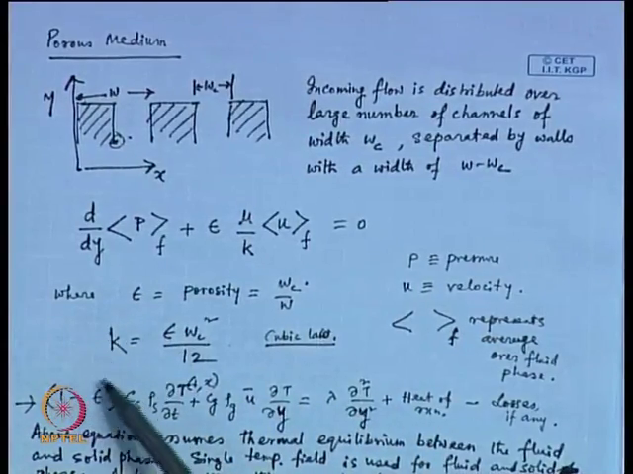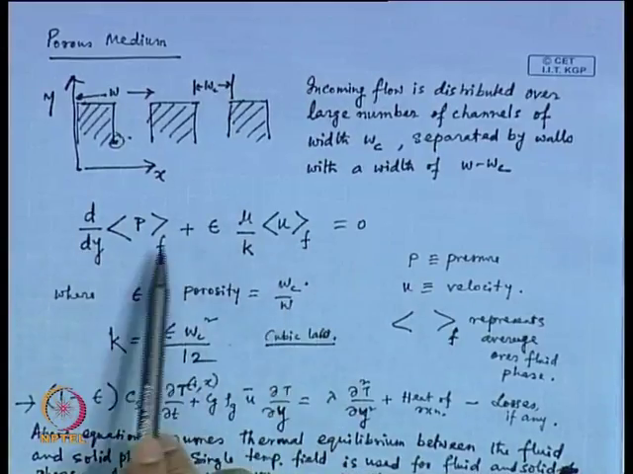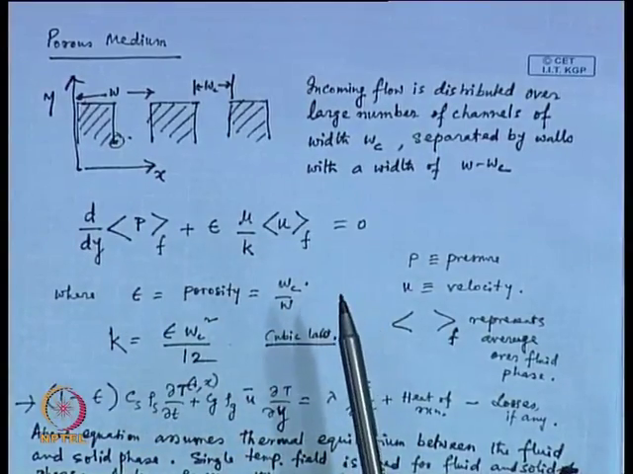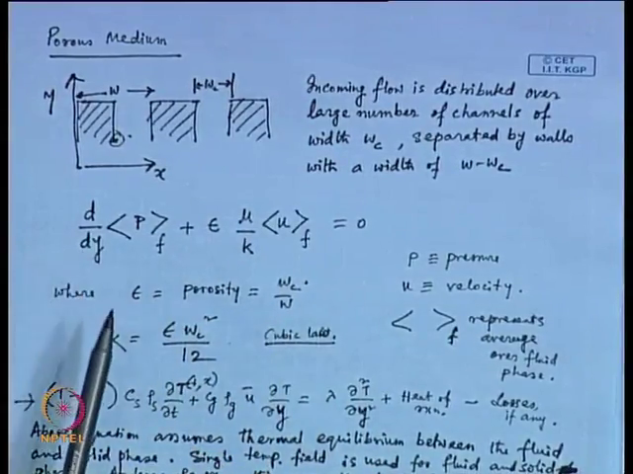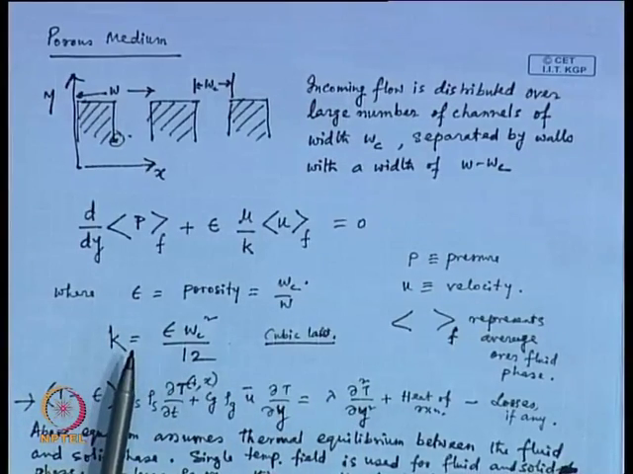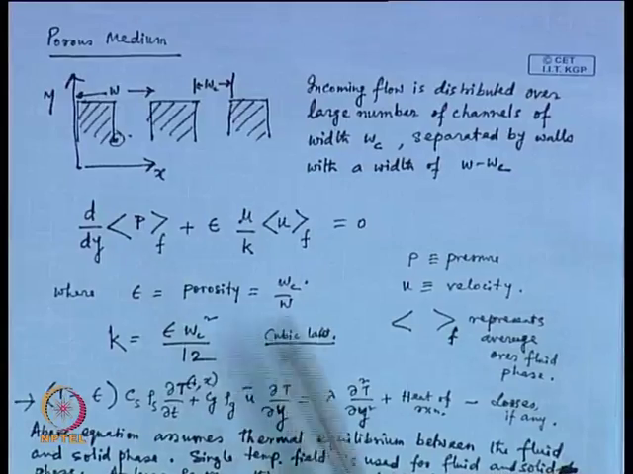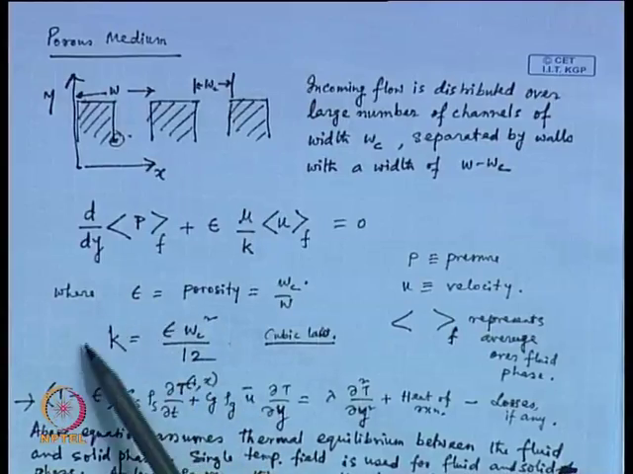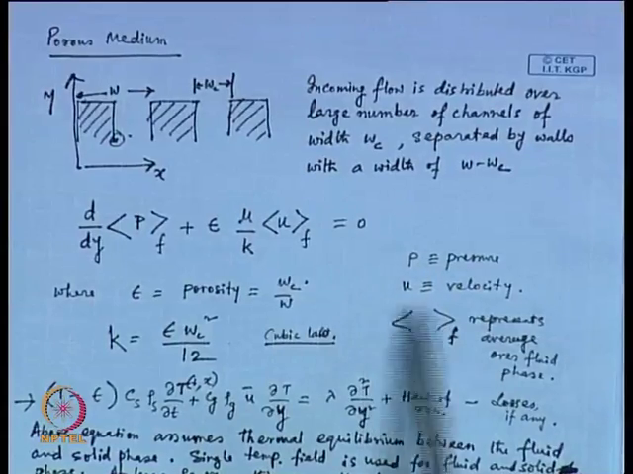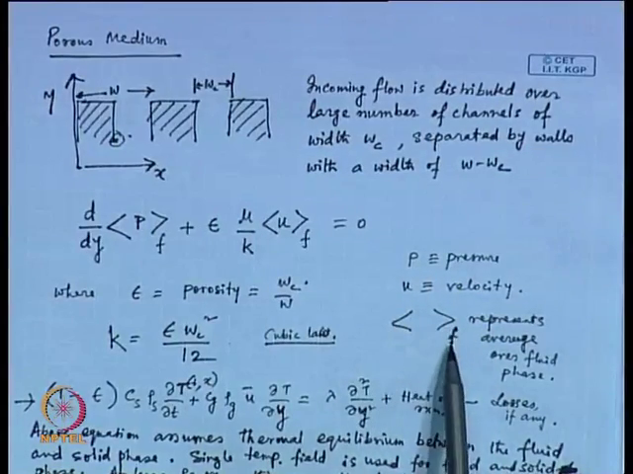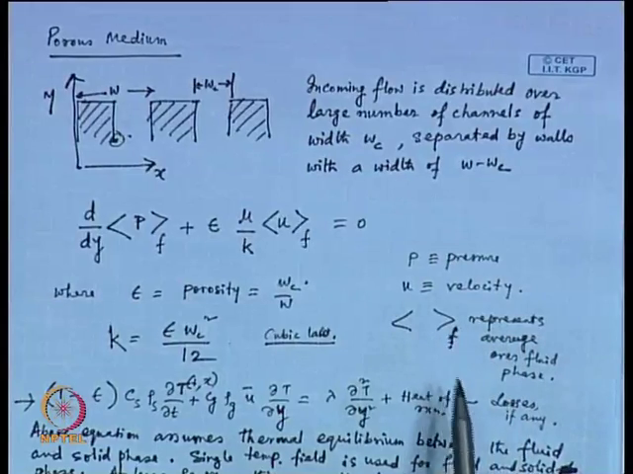There is an expression for permeability which you can check in Darcy's law, which has been there for quite some time. This permeability term in Darcy's law is typically used for porous medium. However, that same equation can be applied for flow through a channel, where permeability can be given as the aperture of the channel to the power square divided by 12. This is referred to as the cubic law. In this expression, P is pressure and U is velocity, and the quantity within brackets with a subscript F represents the average over the fluid phase.